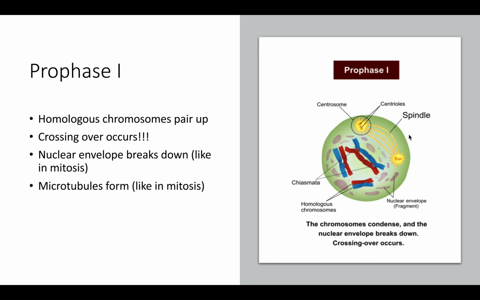Also similar to mitosis is that the nuclear envelope will start to break down so we can get into the good stuff, the DNA, and then those microtubules, also known as a spindle, start to form from those centrioles, okay?